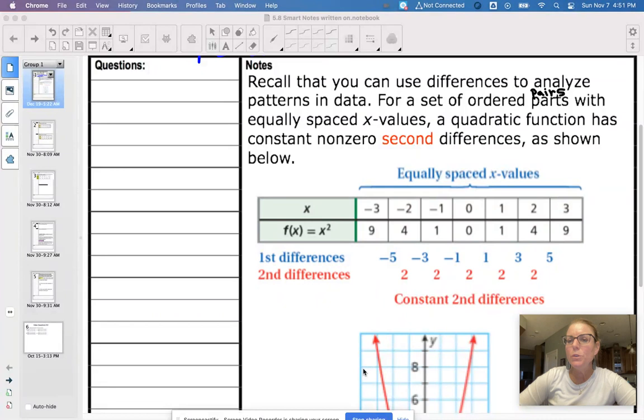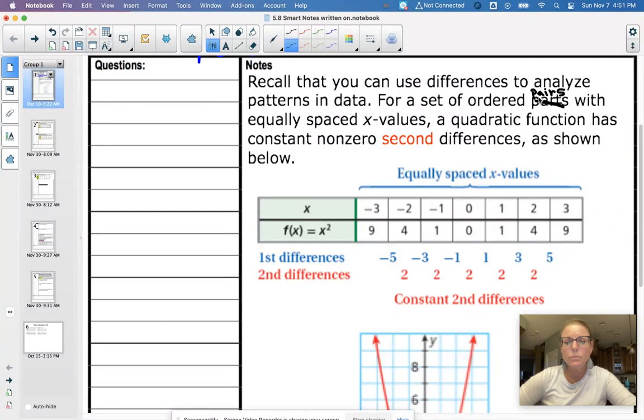Recall that you can use differences to analyze patterns in data. For a set of ordered pairs with equally spaced x values, a quadratic function has constant non-zero second differences, as shown below.